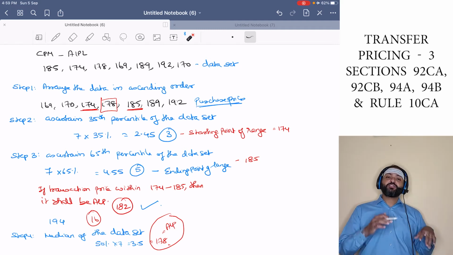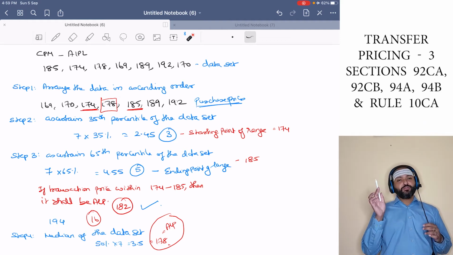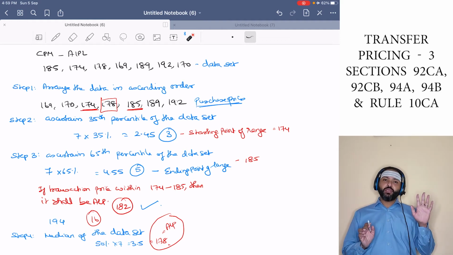Now if the data set itself is going to be 20, what happens? The 35th percentile and 65th percentile will be whole numbers.